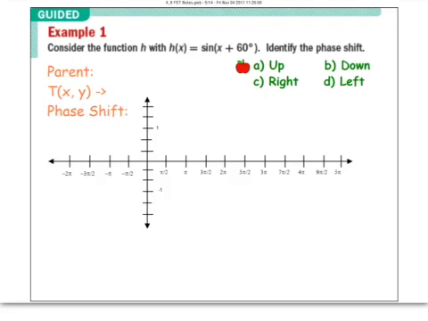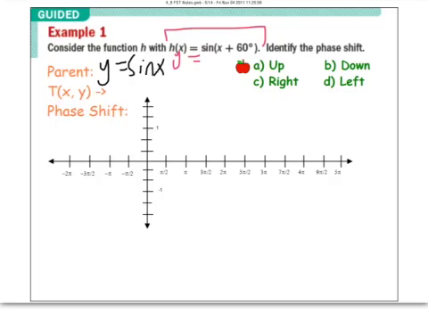Now we're just going to do lots of examples, and here's a good one. This is written in function notation. Here's the function. If it helps you, just think of it as y equals instead. So y equals the sine of x plus 60 degrees. They want you to identify the phase shift. First, I want us to be able to draw this by hand. So let's talk about what the parent function is. Remember, the parent function is the most stripped down version of the graph. If we strip this down, the parent function is y equals the sine of x.